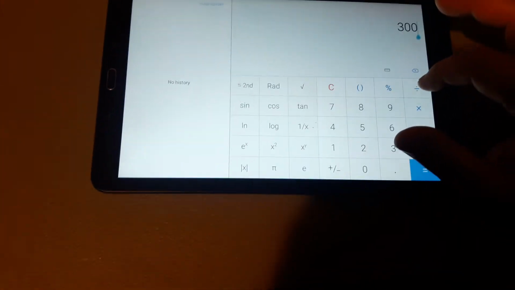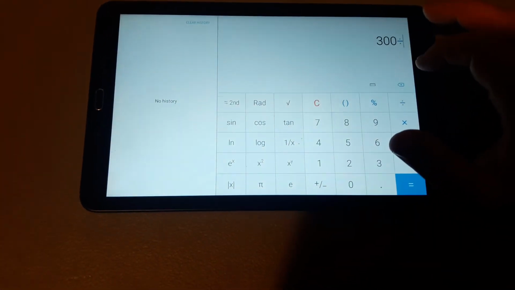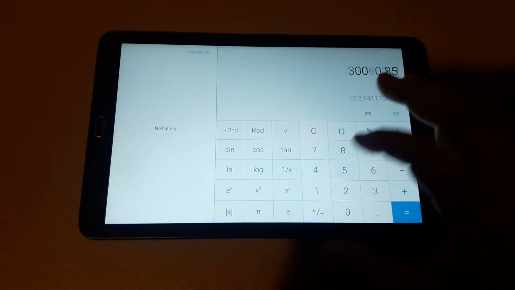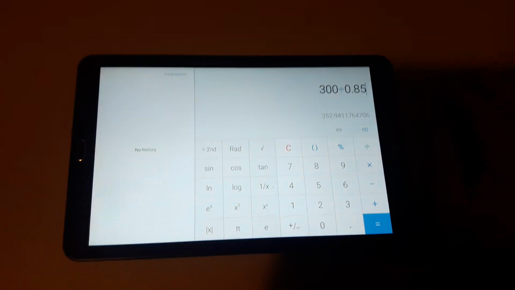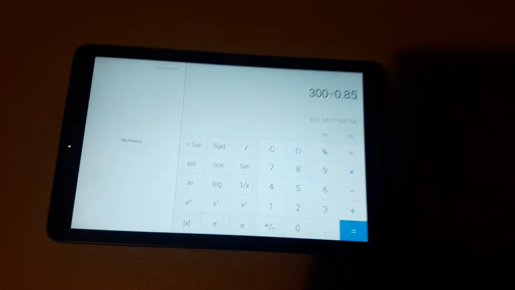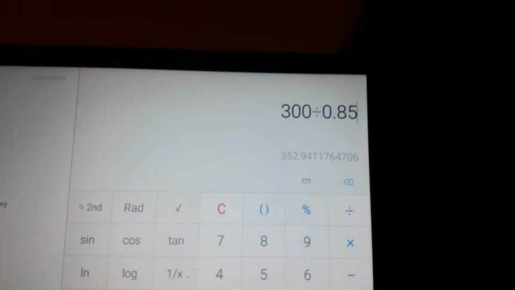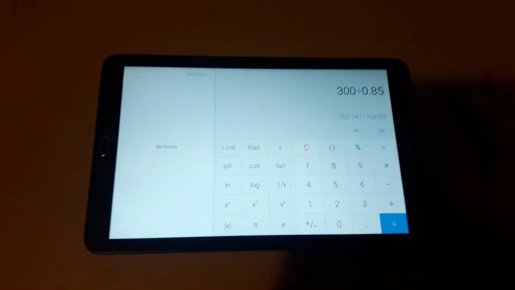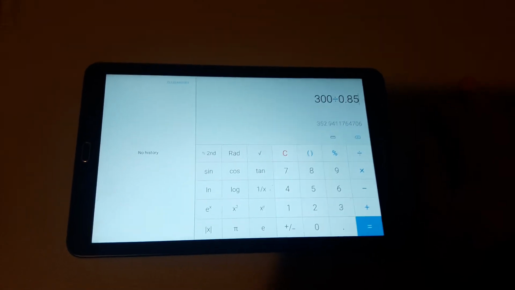divided by 0.85. I'm not so good with this stuff, so just bear with me. So that number here says 352, 353. So in order for you just to break even, you would have to do $353.